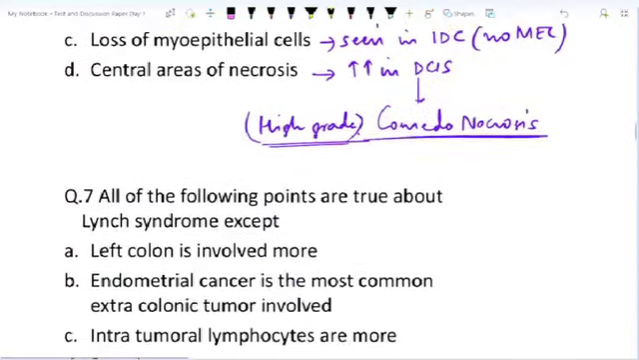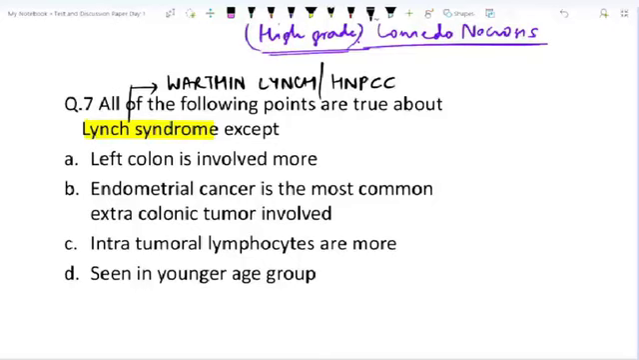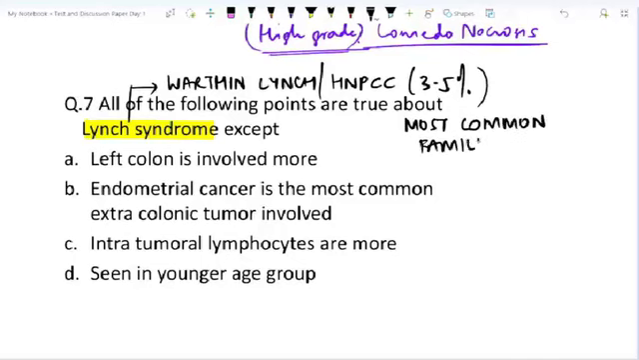Okay, next question. All of the following points are true about Lynch syndrome except. So first of all, what is Lynch syndrome? Lynch syndrome is named after Warthin-Lynch, and this is another name for your HNPCC, hereditary non-polyposis colorectal cancer, which is also a hereditary condition in which colorectal cancer arises. In fact, this is responsible for around 3 to 5% of colorectal cancers. This is the most common familial condition leading to colorectal cancer.